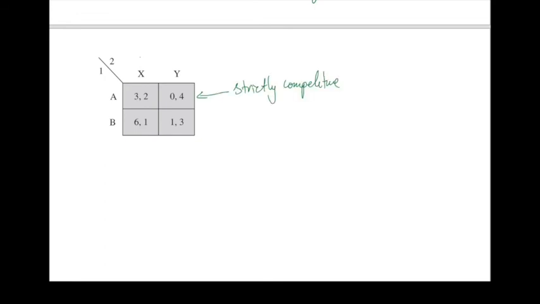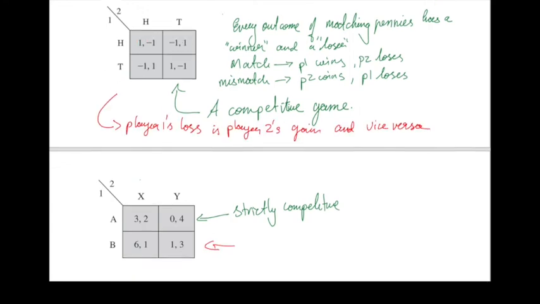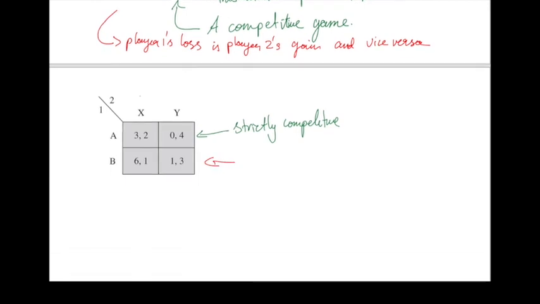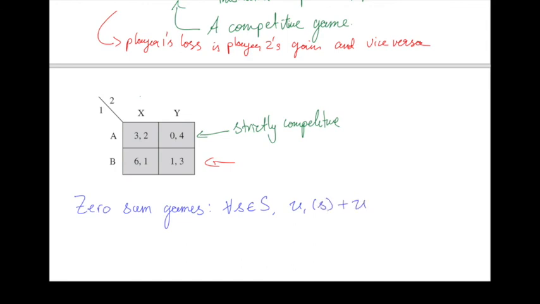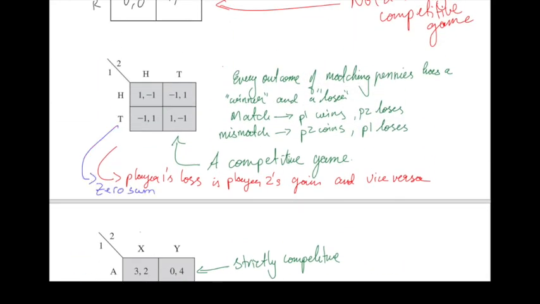Matching pennies actually had an additional feature other than being a strictly competitive game. If we go back to that game, we see that player 1's gain is player 2's loss, and player 1's loss is player 2's gain. This other game that we saw doesn't have that property. We call games that have the special property that we just described for matching pennies zero-sum games. In a zero-sum game, for every strategy profile, the sum of the payoffs for the two players is zero, as the name suggests. So if one person is gaining, the other person has to be losing. So this game here is zero-sum. So matching pennies is zero-sum.